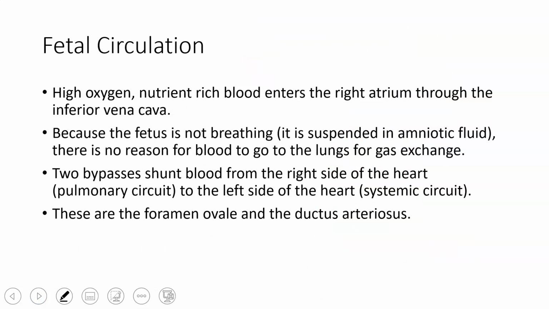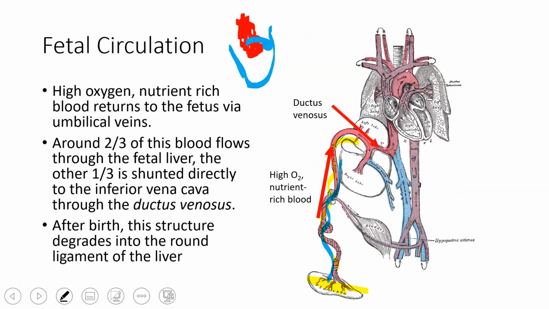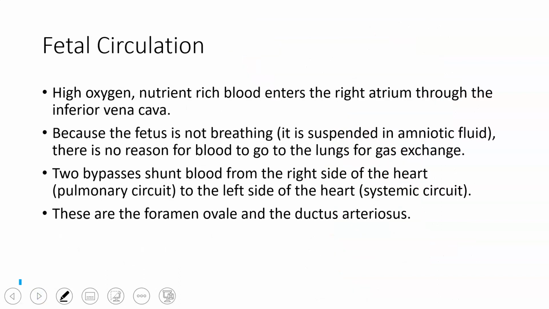High oxygen blood, let's go back a slide. High oxygen blood, red, is going into the right side of the heart. Now remember, in the adult heart, high oxygen blood goes to the left side of the heart. This would be low oxygen blood in the adult heart. Here it's high oxygen blood. It doesn't need to go to the lungs then, because it's already got oxygen. So we bypass the lungs.